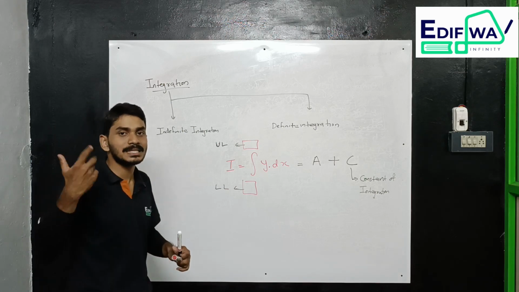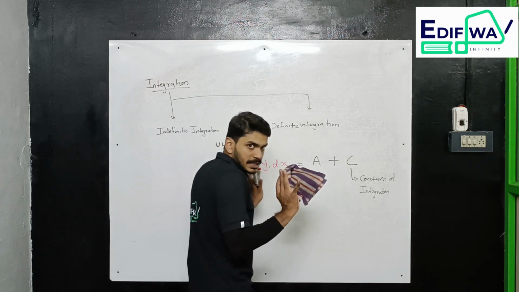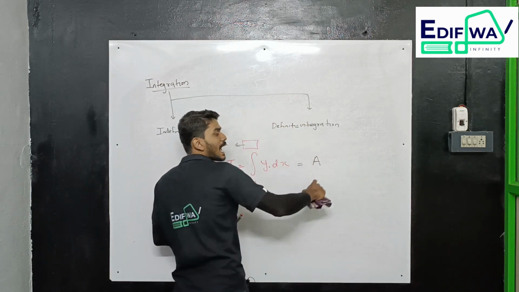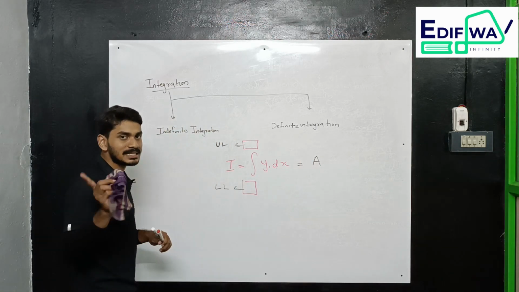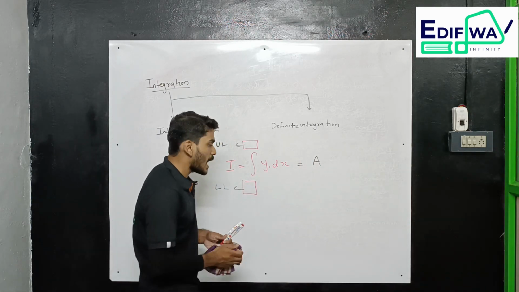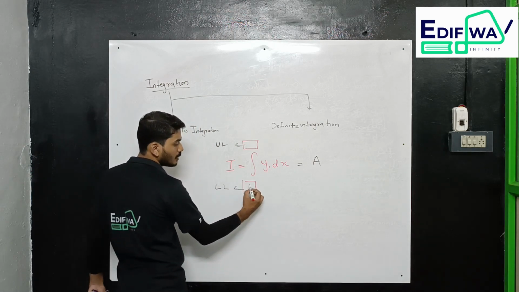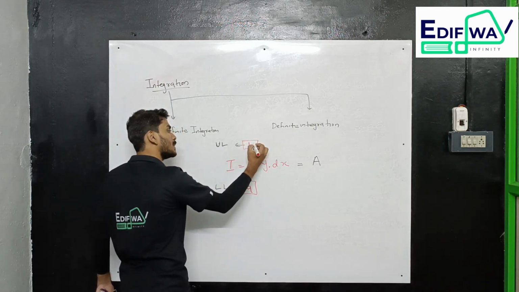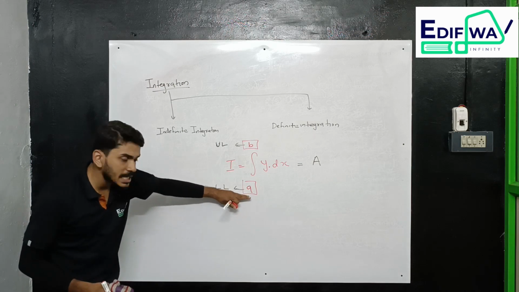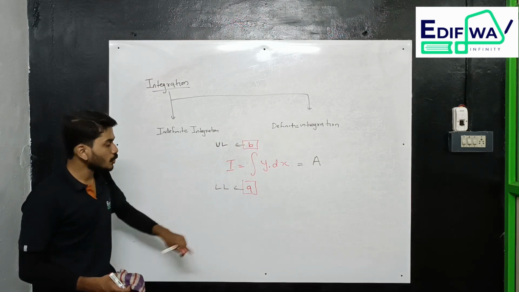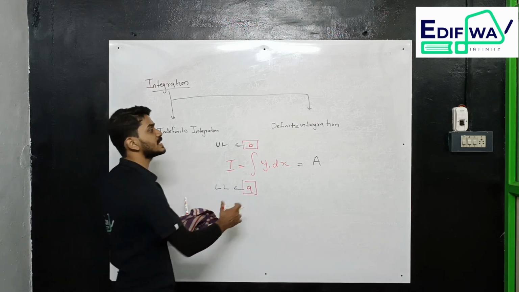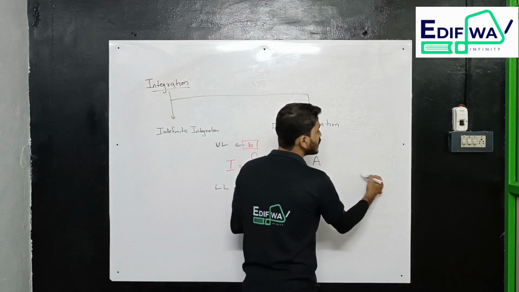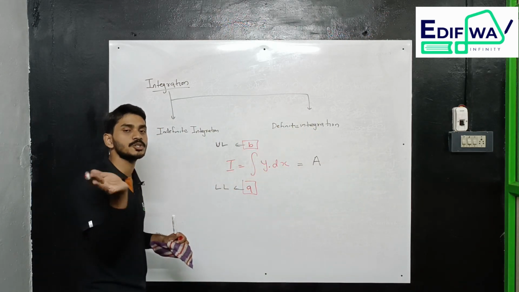Now, let's see what is meant by definite integration. For definite integration, you don't need this C. You only need the answer. And here we will have the lower limit, say a, and the upper limit, say b. So you will start integration from a to b. Since the lower limit and upper limit are specified, it is called definite integration, and you don't have to put C in the final answer. That is, the constant of integration is not required.